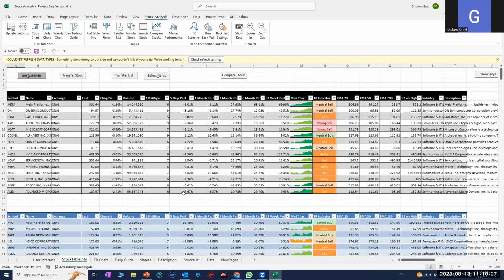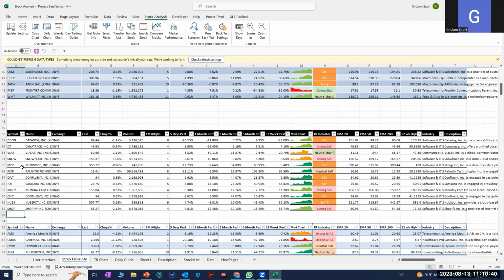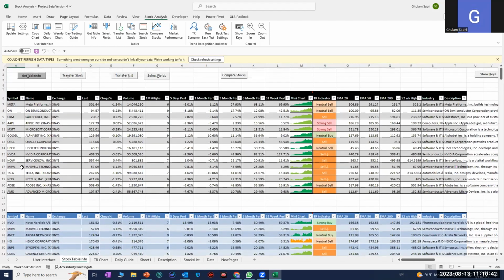But it's not limited to this. For example, if you have a list of multiple stocks, not just Apple, say 10 or 15 stocks, some from the tech sector, some from the energy sector, and you want to maintain different watch lists, then on this second sheet you can compare all of those stocks in one table. All you need to do is press this get table info button, and the software will calculate all this data and fields for every stock.